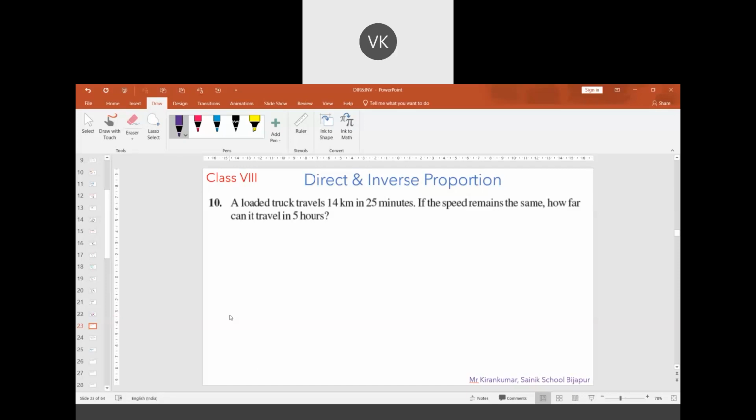Tell me the answer. 84 is not correct. 168 kilometers is correct. Because here we are mentioning the distance. One is distance, other is time. 14 kilometers are covered in 25 minutes.